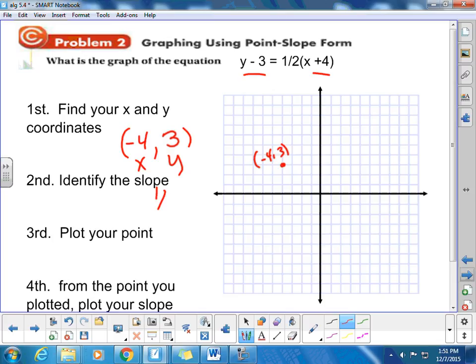My slope is 1/2. So I need to go from that point up 1 over 2, up 1 over 2, up 1 over 2. And my line would look like that again. Fill your graph in and make sure you have arrows on both sides of it. We should have a positive slope, so it should go uphill, and it does.